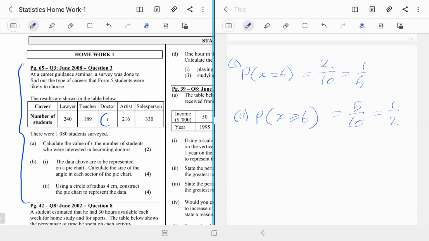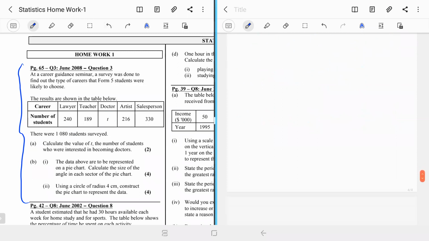They don't give you this one, but they tell us that the total number of students in the survey is 1,080. And they didn't give us this one. How can we find the value of T? Somebody tell me. Sir, you add the rest of the values and subtract it from the total. So you add up all that you know and subtract it from the total to get this one. Quick and easy.